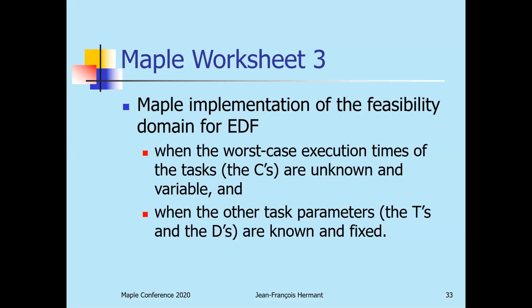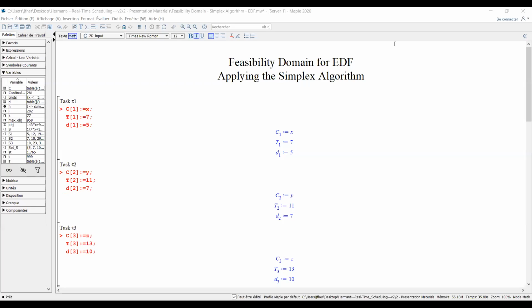The Maple implementation of the feasibility domain for EDF, when the worst case execution times of the task, the C's, are unknown and variable, and when the other task parameters, the T's and the D's, are known and fixed, is given in the Maple worksheet number 3. We provide an efficient and elegant computation of the feasibility domain for EDF. I'll switch to the Maple worksheet.